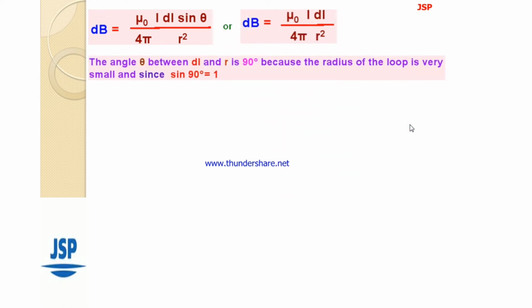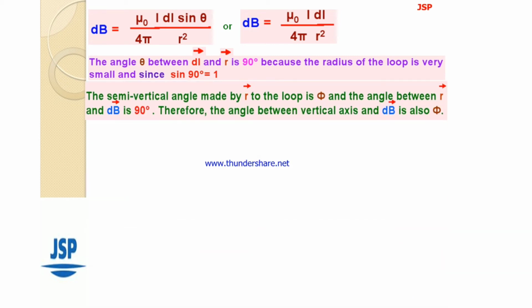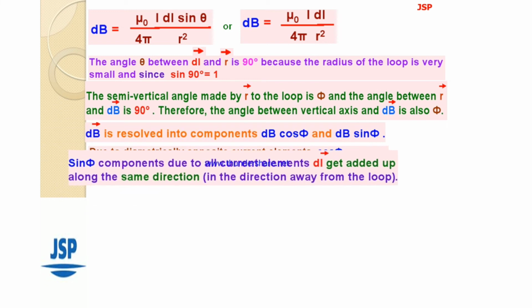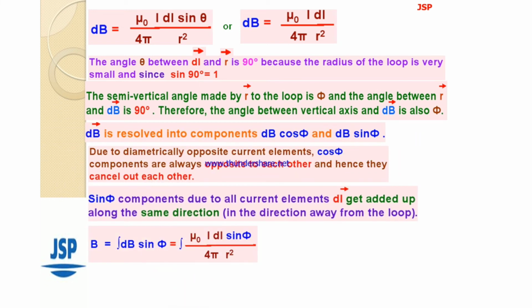The magnetic field at a point P due to the coil or loop: dB equals mu naught by 4 pi I dl sin theta by r square, or dB equals mu naught I dl whole divided by 4 pi r square. The angle theta between dl vector and r vector is 90 degree because the radius of the loop is very small, and since sin 90 degree equals 1.